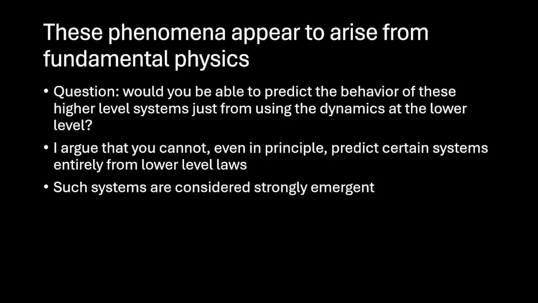Now, such systems where it's impossible in principle, and also in practice, to predict what's going to happen just from the lower level are considered strongly emergent. So that's what strong emergence is. And there's a big debate about whether strong emergence exists, the distinction between weak emergence and strong emergence, and whether that's a meaningful category. A lot of physicists are convinced that strong emergence doesn't exist and that everything can reduce to physics.